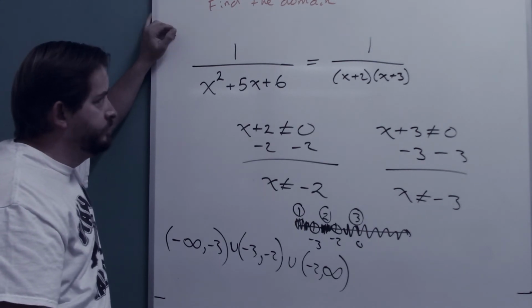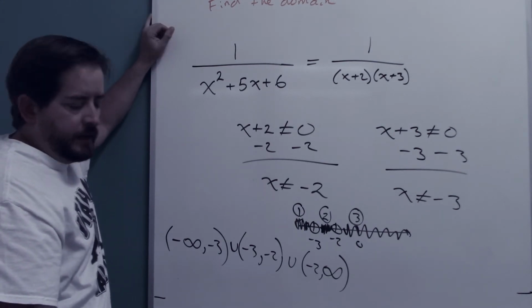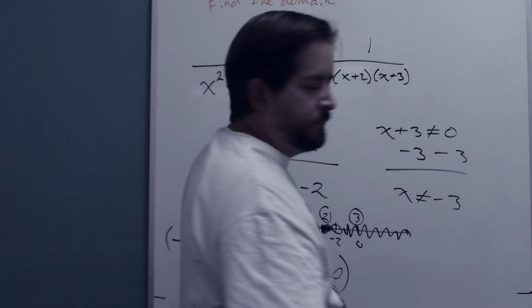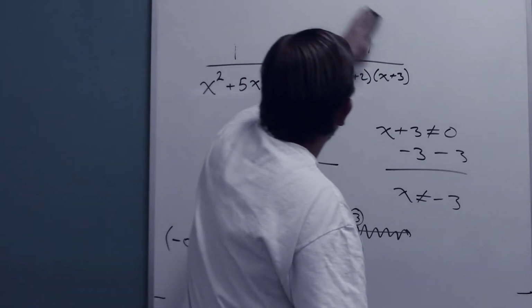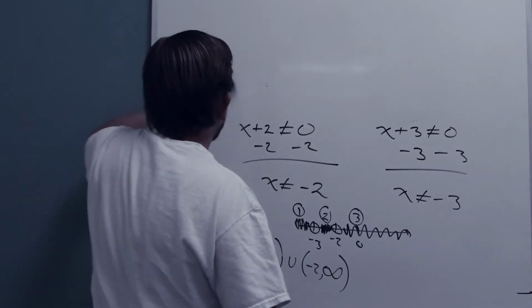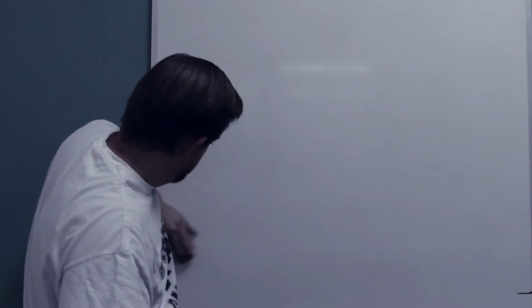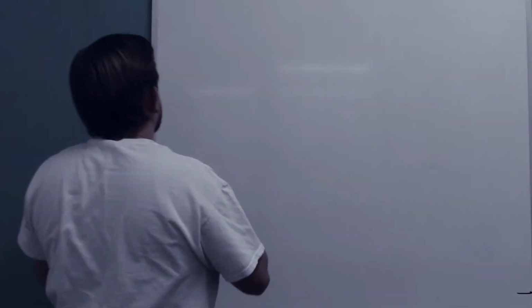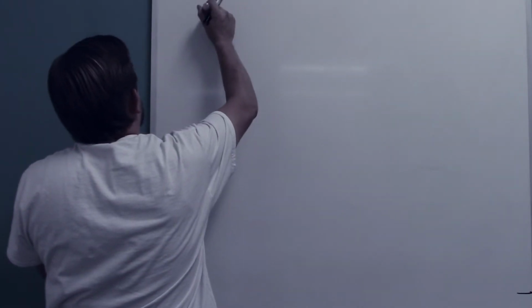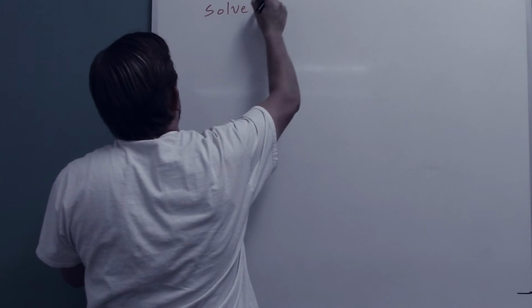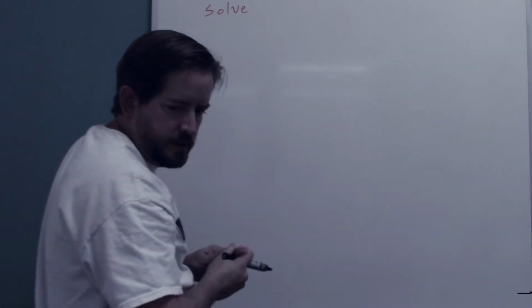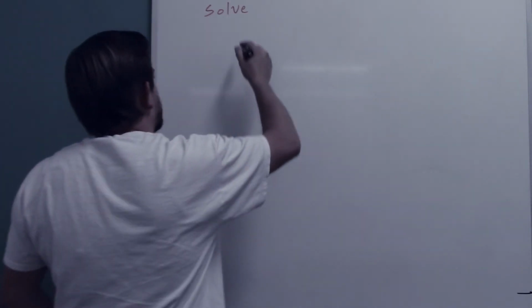Good. All right, and then the last one, I'm assuming is to solve. Again, this is my assumption. This is the question I would ask you if I gave you this problem. 4 over x is less than x.